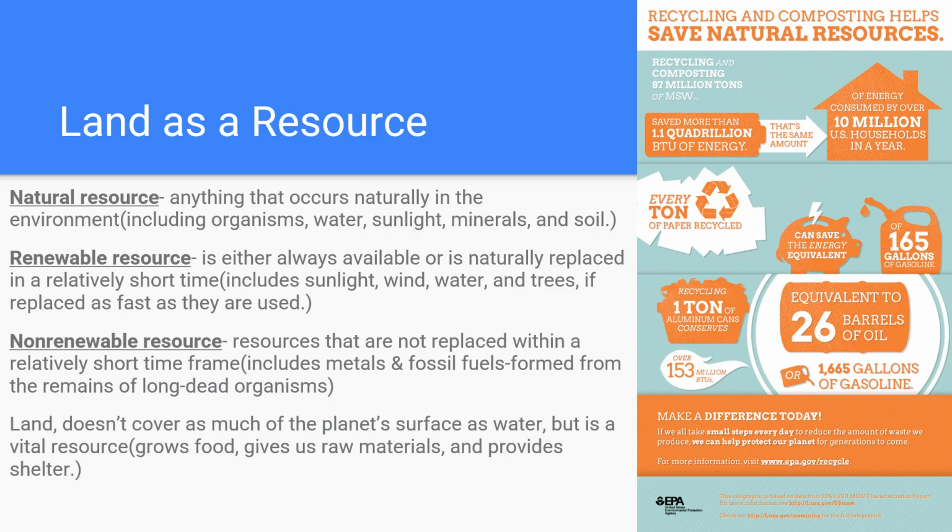Land as a resource. A natural resource is anything that occurs naturally in the environment. A renewable resource is either always available or is naturally replaced in a relatively short time. Non-renewable resources are resources that are not replaced within a relatively short time frame. Land doesn't cover as much of the planet surface as water, but is a vital resource. It grows food, gives us raw materials, and provides shelter. Over here we have recycling and composting helps save natural resources, and just an infographic about some of that, if you'd like to pause and take a look at that.